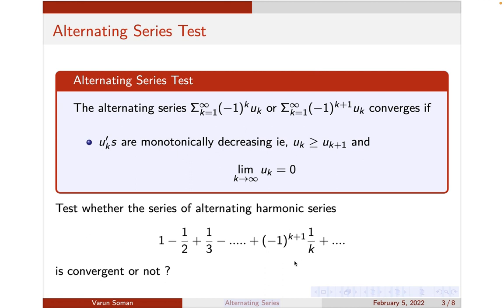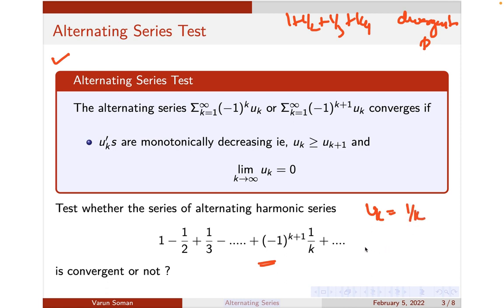Can you check whether this alternating harmonic series is convergent? Already the harmonic series 1 plus 1 by 2 plus 1 by 3 plus 1 by 4 is divergent because your p is equal to 1. Now if you look at the corresponding alternating series, which is 1 minus 1 by 2 plus 1 by 3, let us check whether this is convergent or not. Since this is an alternating series, we will be applying the alternating series test. So what is your u_k here? Your u_k is without the sign, just 1 by k. So what is limit u_k? Limit u_k is 0.